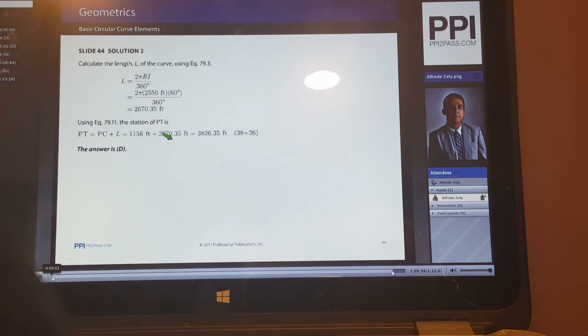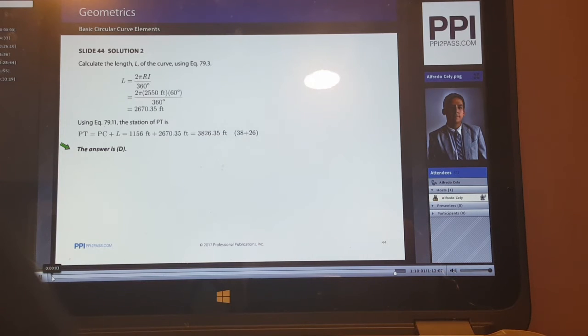So we add our feet together, and then we have 3,826.35 feet. So how do I convert feet back to stationing? Add a plus sign to the left of the last 2 digits, and that is 38 plus 26. So our answer is D.